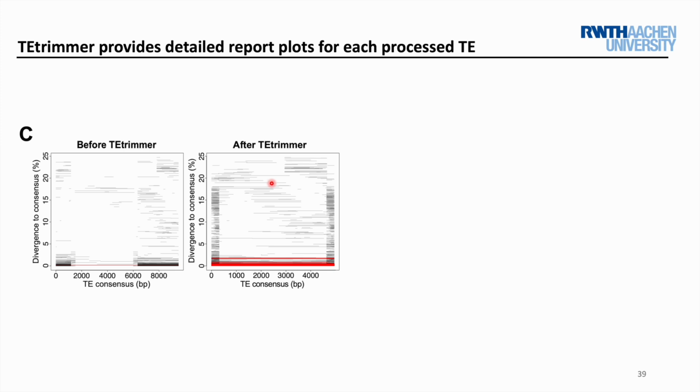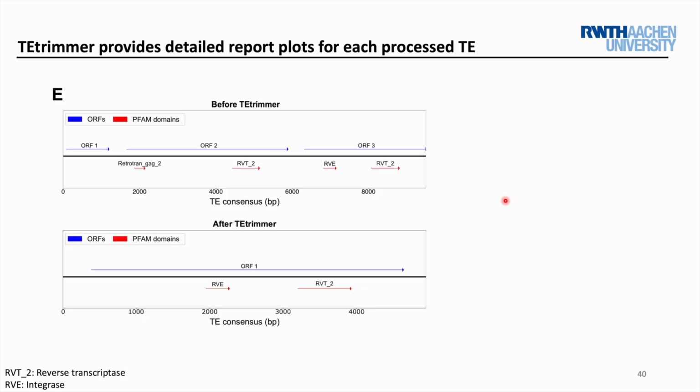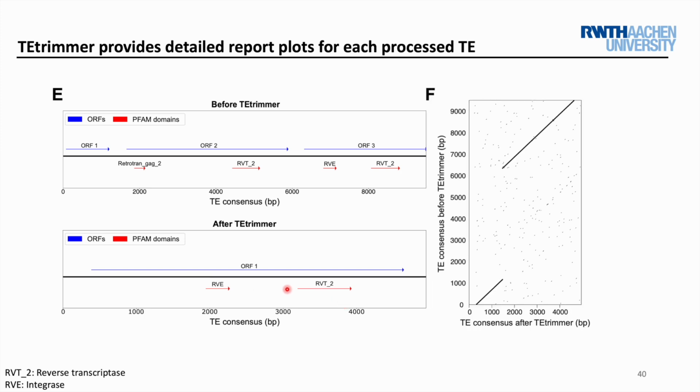And then TEtrimmer also introduced the T8 package. For example, here it can give you, okay, before TEtrimmer analysis, this is the blast plot, and after TEtrimmer is the blast plot. And same for the dot plot. Before TEtrimmer, here are the ORF and the PFAM domains, and this is after TEtrimmer, the ORF and the PFAM domains. The final plot is called dot plots.